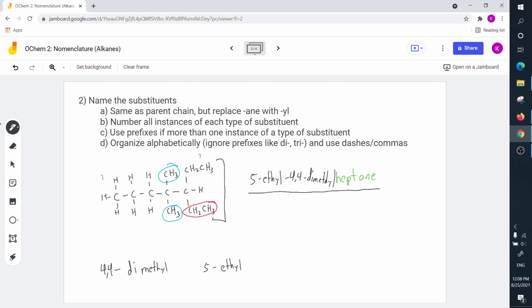But let's consider another option. Let's try starting over here actually. Starting and ending over here. So now we would have 1, 2, 3. So 3-ethyl, 1, 2, 3, 4, 4-dimethylheptane. So that's curious. We have two different names for the same molecule, which is the correct one?